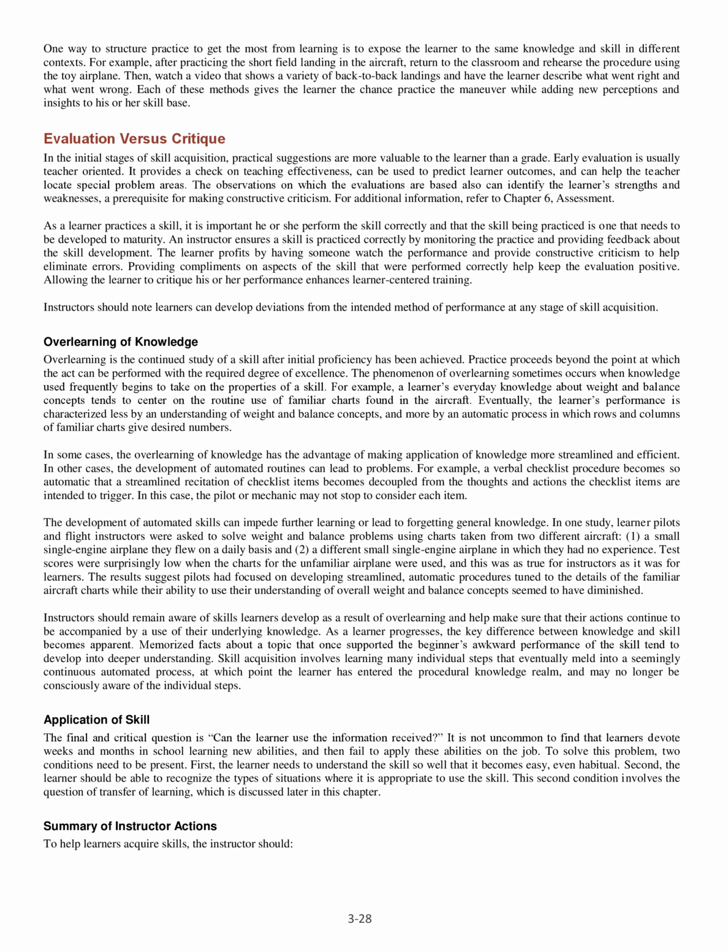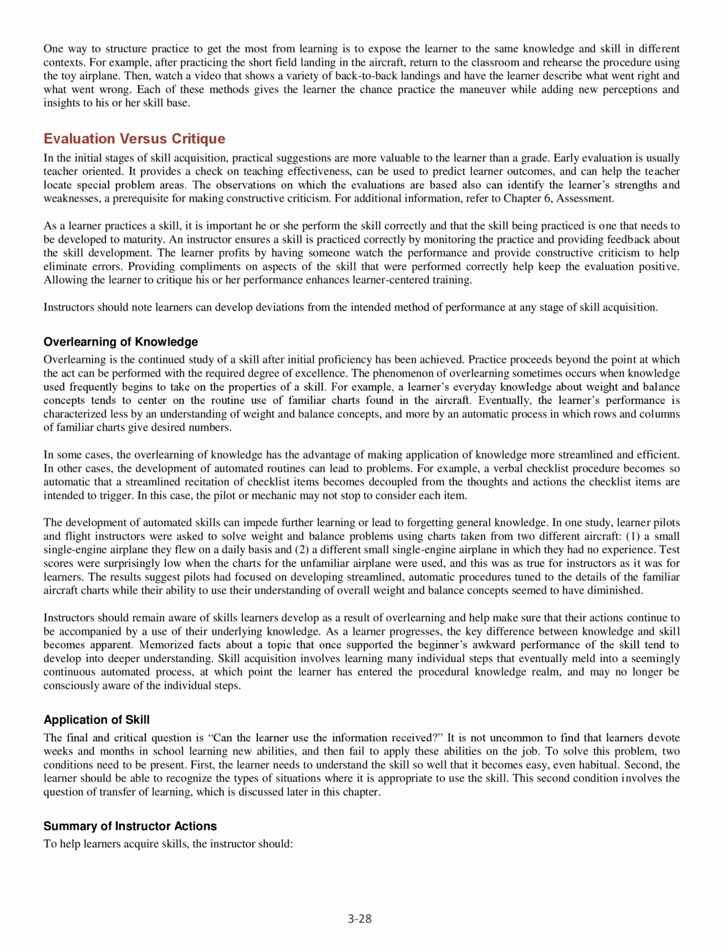As a learner practices a skill, it is important he or she perform the skill correctly and that the skill being practiced is one that needs to be developed to maturity. An instructor ensures a skill is practiced correctly by monitoring the practice and providing feedback about the skill development. The learner profits by having someone watch the performance and provide constructive criticism to help eliminate errors. Providing compliments on aspects of the skill that were performed correctly helps keep the evaluation positive. Allowing the learner to critique his or her performance enhances learner-centered training. Instructors should note learners can develop deviations from the intended method of performance at any stage of skill acquisition.